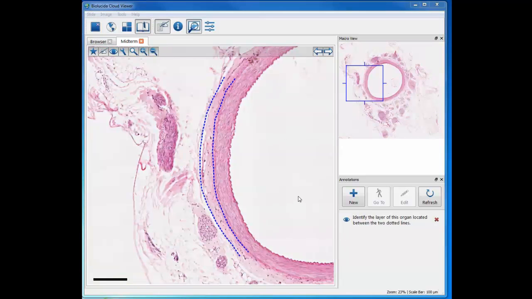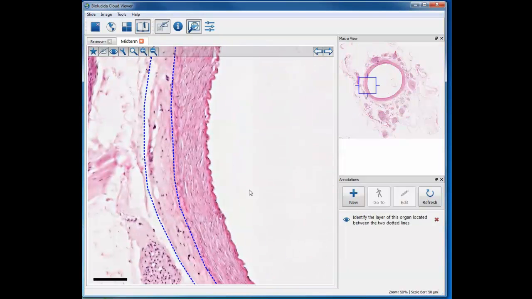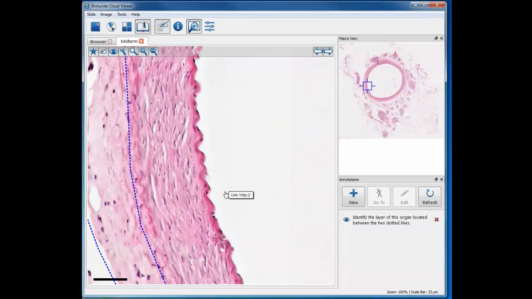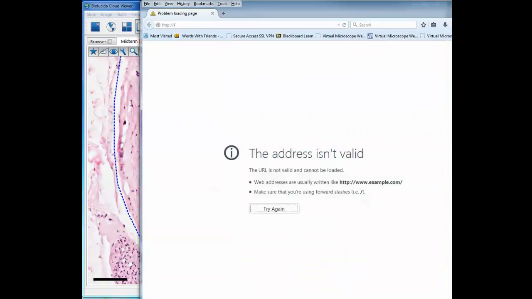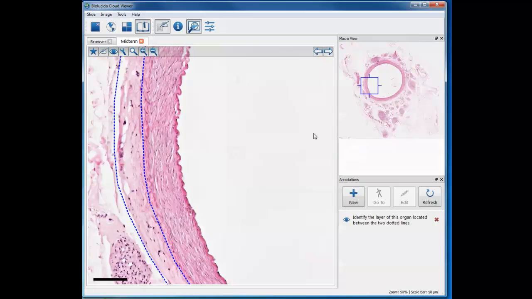I won't spend a lot of time on this one because 92% of the class got it correct. Let's identify the layer of this organ located between the two dotted lines. And this actually was a medium-sized artery, a muscular artery. You can see the smooth muscle cells here, internal elastic membrane, an external elastic membrane here, and this is the Adventitia. Oh, sorry, I hit the wrong one.